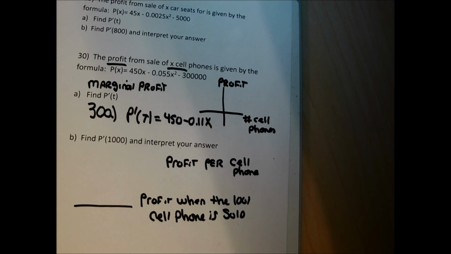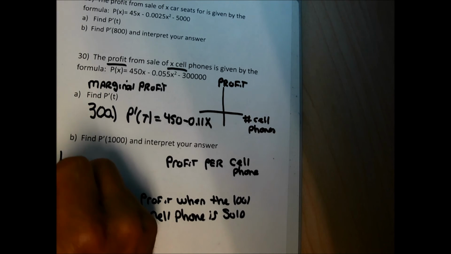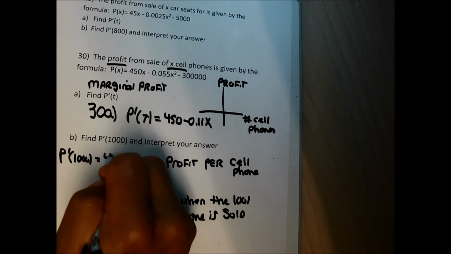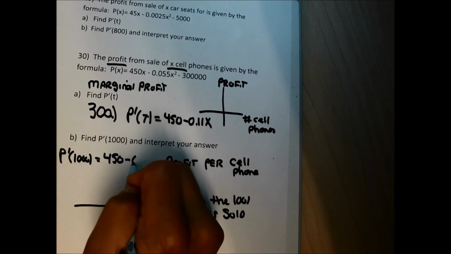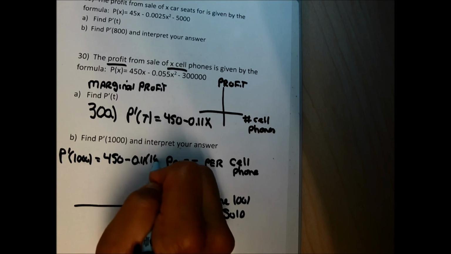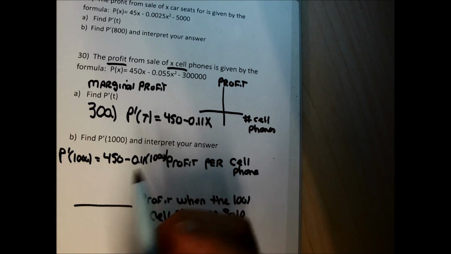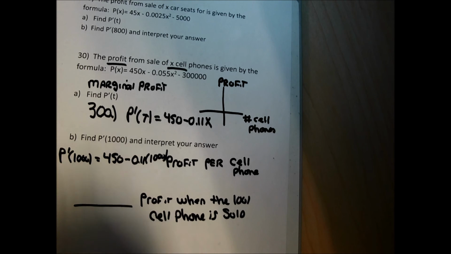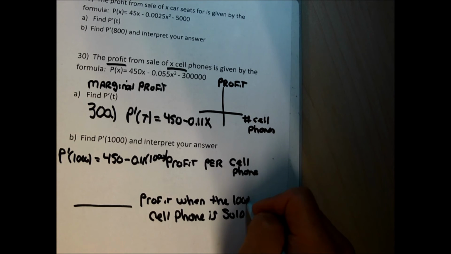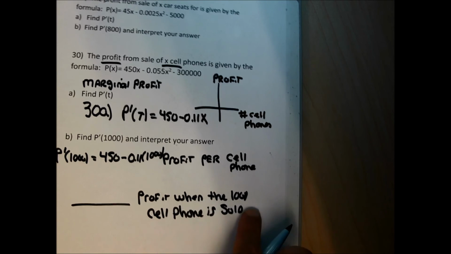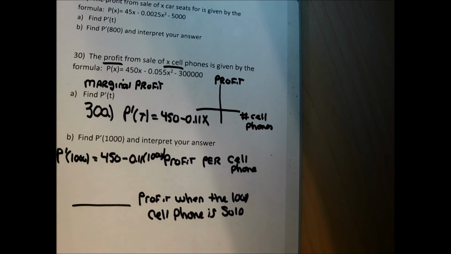Now I'm going to do part B. I'm going to plug 1,000 in for this. So p prime of 1,000 is equal to 450 minus 0.11 times 1,000. That's going to give me the slope of the tangent line, or the instantaneous rate of change, or the profit when we sell the thousandth and first cell phone. It's the marginal profit function.